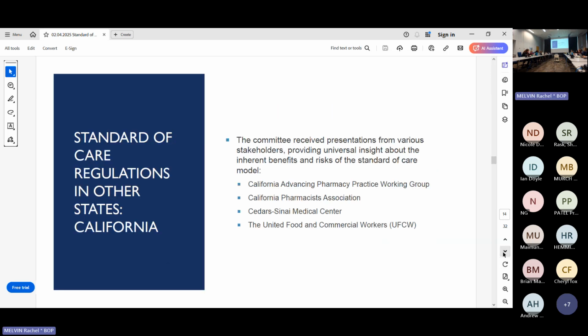So we'll look at feedback from the California Advancing Pharmacy Practice Working Group, California Pharmacists Association, I believe the executive director of Cedars-Sinai Medical Center, and the UFCW, or the United Food and Commercial Workers Union.